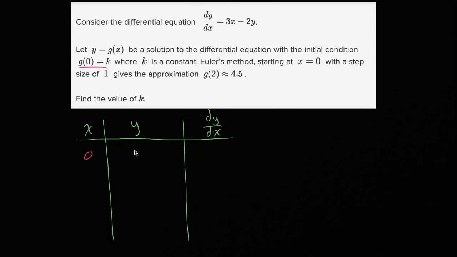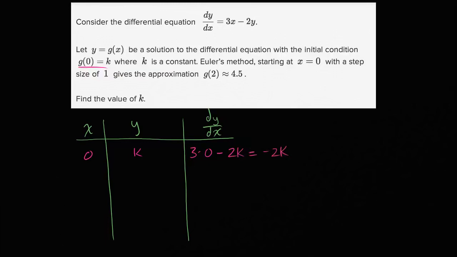Now, we can start at our initial condition: when x is equal to 0, y is equal to k. And so what's our derivative going to be at that point? Well, dy dx is equal to 3x minus 2y. So in this case, it's 3 times 0 minus 2 times k, which is just equal to negative 2k.